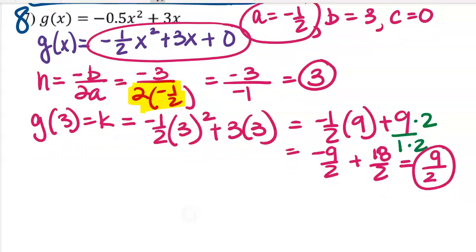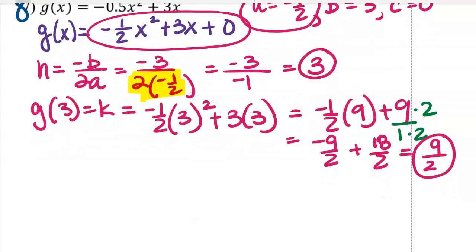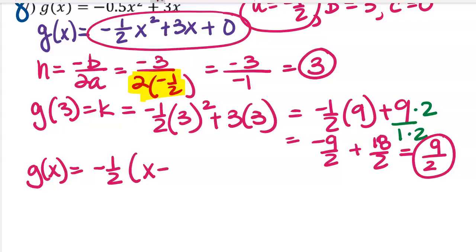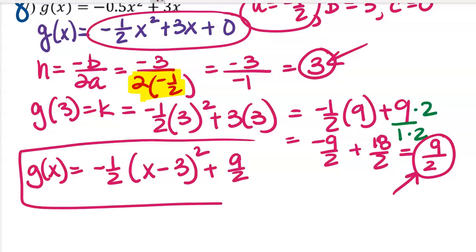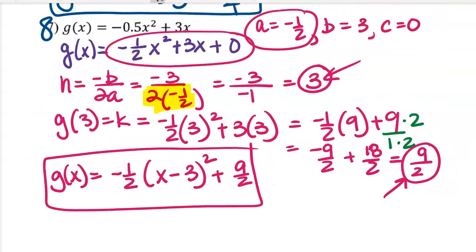All right, let's move it up a bit. So g of x, which is y, equals a value, students, negative 1/2 times x minus h, which is 3, quantity squared plus k, which is 9 over 2. And we box that up. All right, guys, that's how we transform one to another.